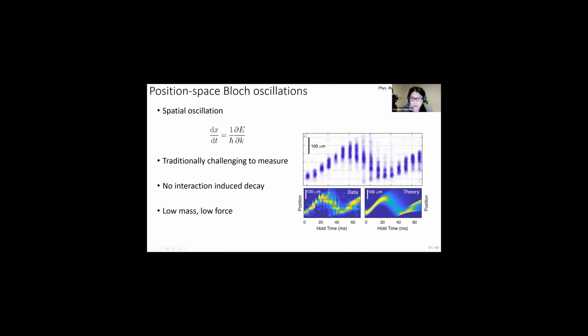I'm showing you here as a time slice. So each picture here corresponds to a different moment in time, and the y-axis corresponds to position. And these are oscillations of the atomic position in the optical lattice as I apply this constant force. We can then compare this experimental data to theory, and we see excellent agreement.